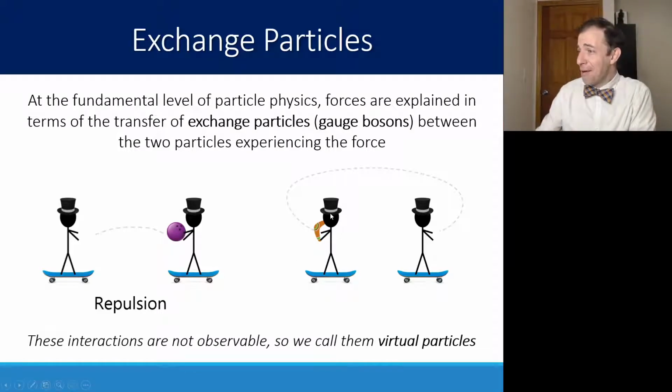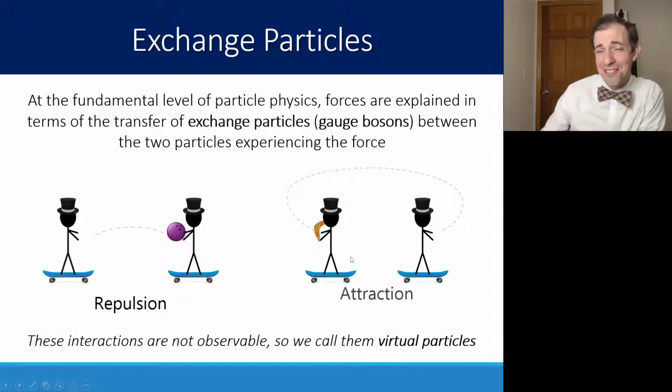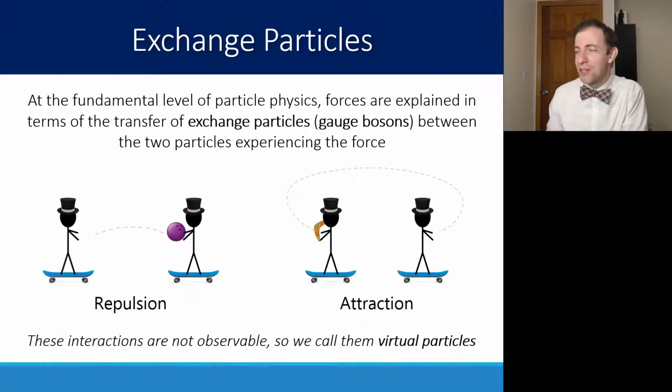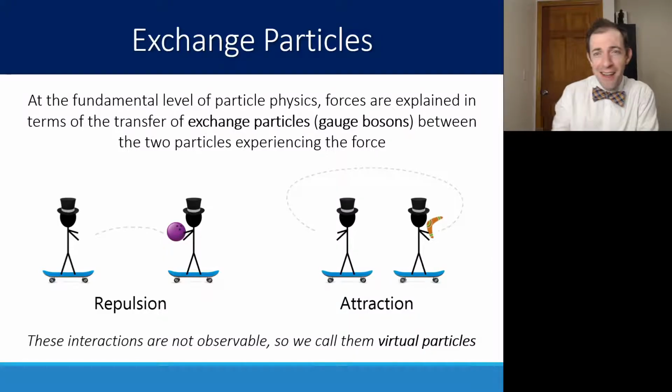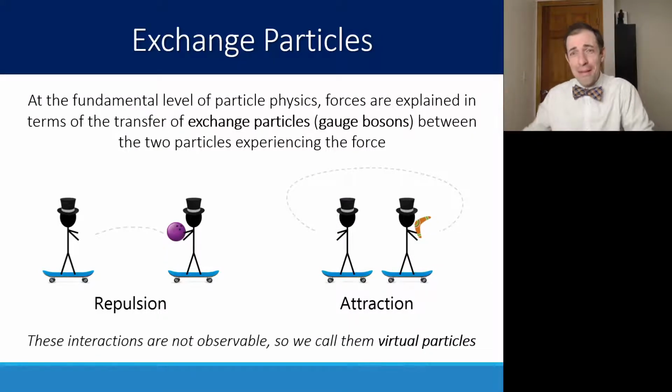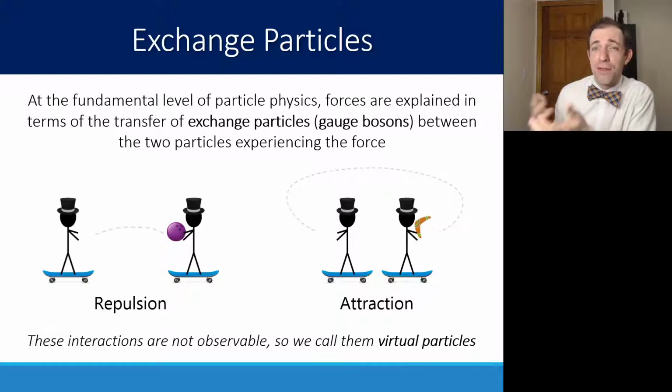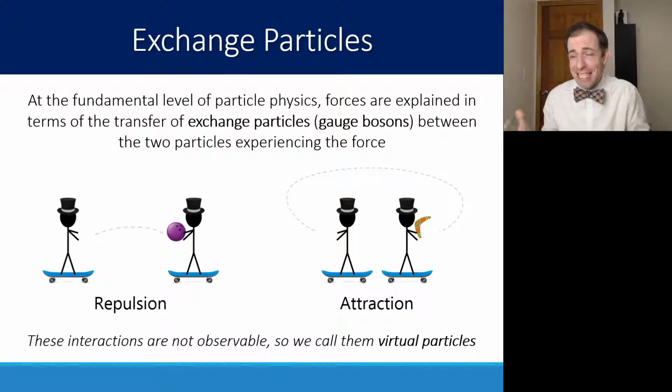Now, to get a force of attraction is a little bit harder. It's kind of a stretch, but imagine instead of a bowling ball, we have a boomerang. So it's being thrown opposite, kind of going back and around and being caught opposite. And each time it's thrown and caught, those skateboarders get a little bit closer together in this form of attraction. Well, these interactions, they're not observable. We don't see these particles going back and forth. We call these virtual particles. It's a way of describing forces. Everything can be described in this form of particle nature.